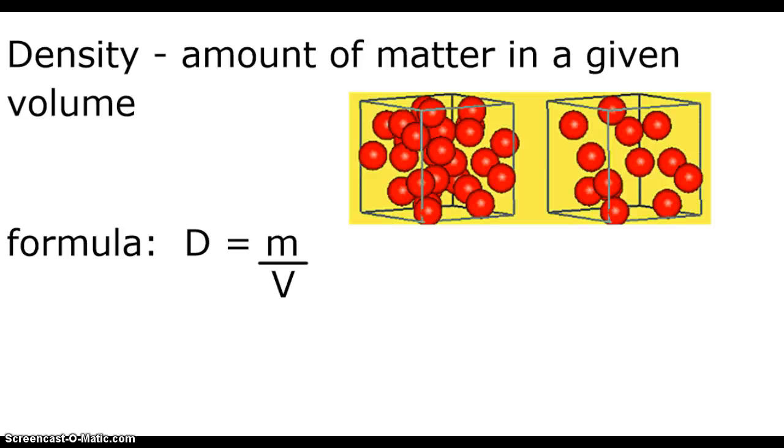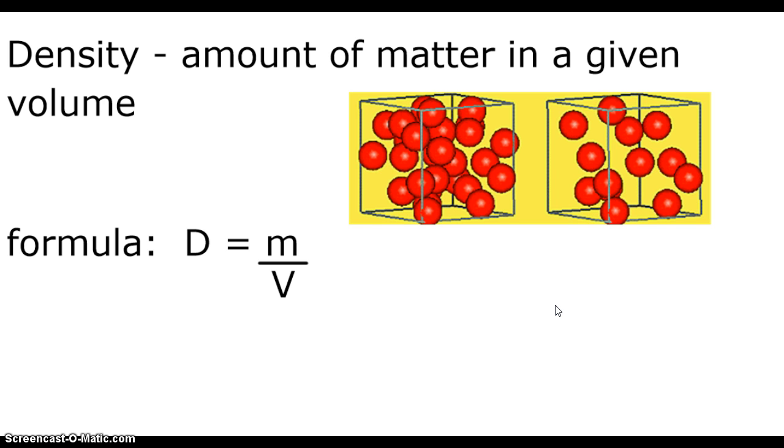In this video, we're going to learn about density. It's the amount of matter that's in a given volume. So if we look at these two pictures here, we can see that the one on the left has much more matter in the same amount of volume than this one on the right. So that means that this one here on the left has a higher density than this one on the right. So we're looking at the amount of stuff that makes up a given volume.